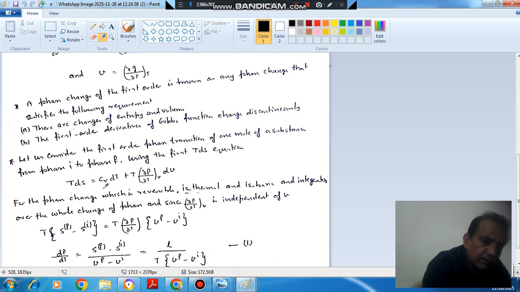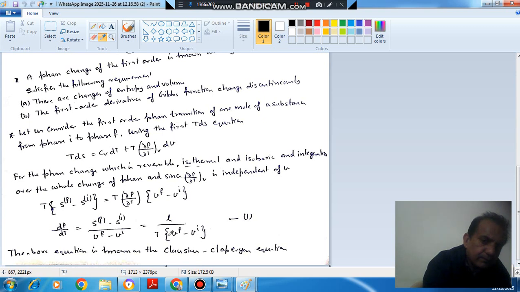Now we will integrate this. This part will be T (Sf minus Si), and here this is constant, and this will be (Vf minus Vi). From this we get dP/dT equals (Sf minus Si) by (Vf minus Vi), and Sf minus Si is the latent heat by temperature. So dP/dT will be L by T times (Vf minus Vi). This is known as the Clausius-Clapeyron equation. This is one of the ways to derive the Clausius-Clapeyron equation.